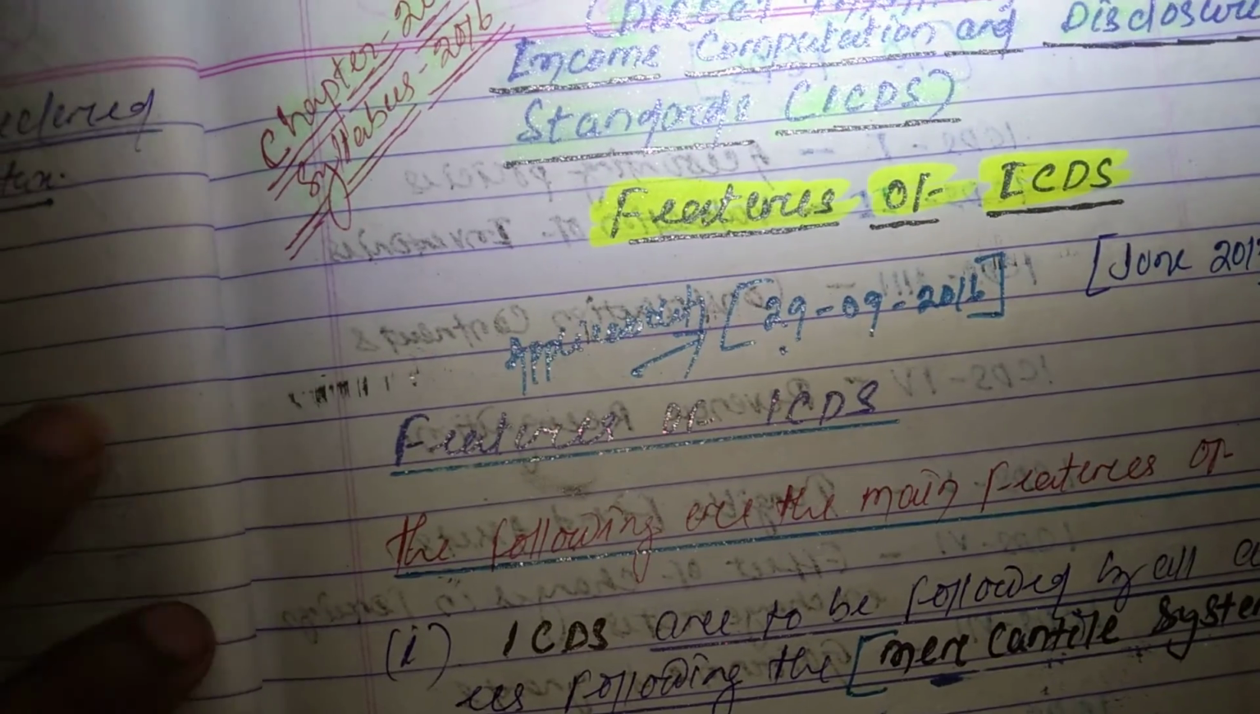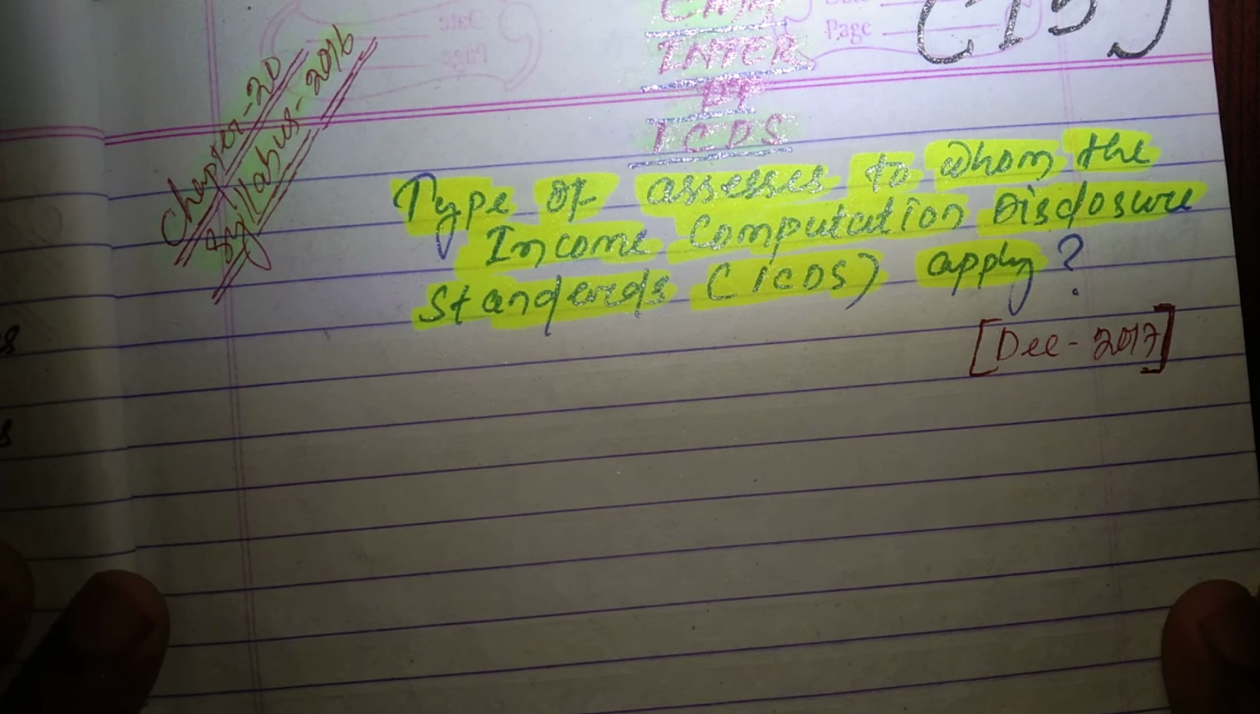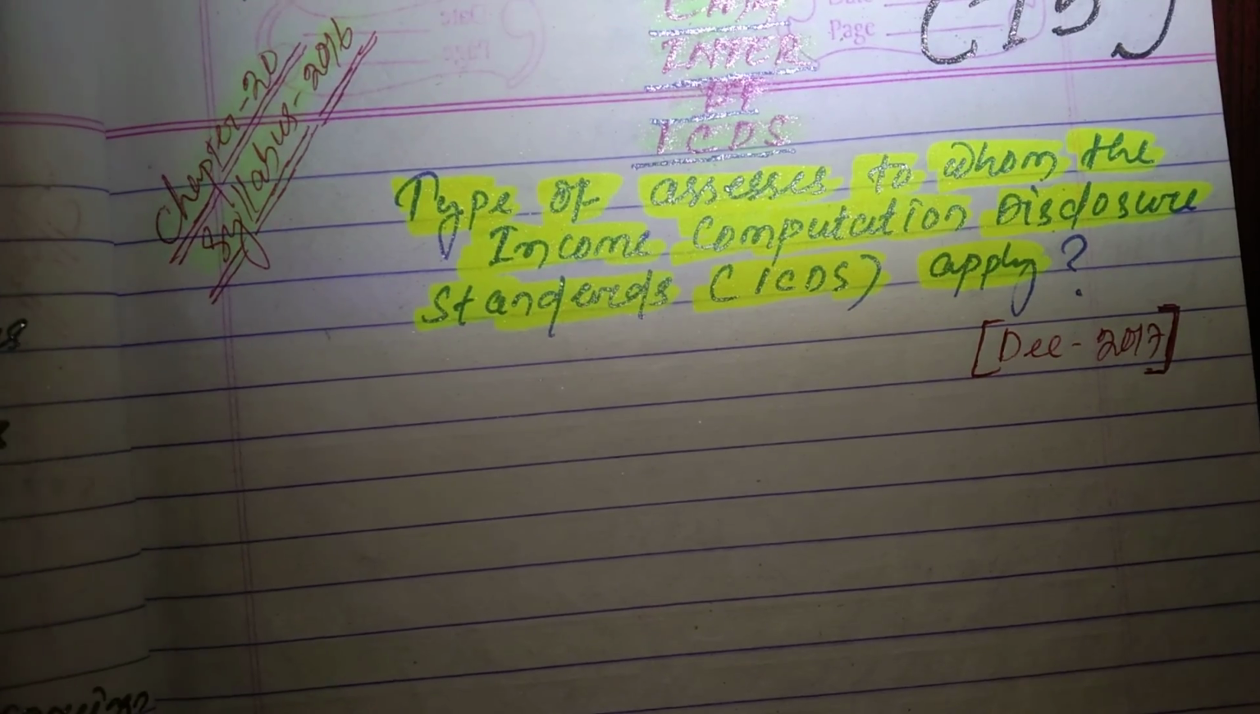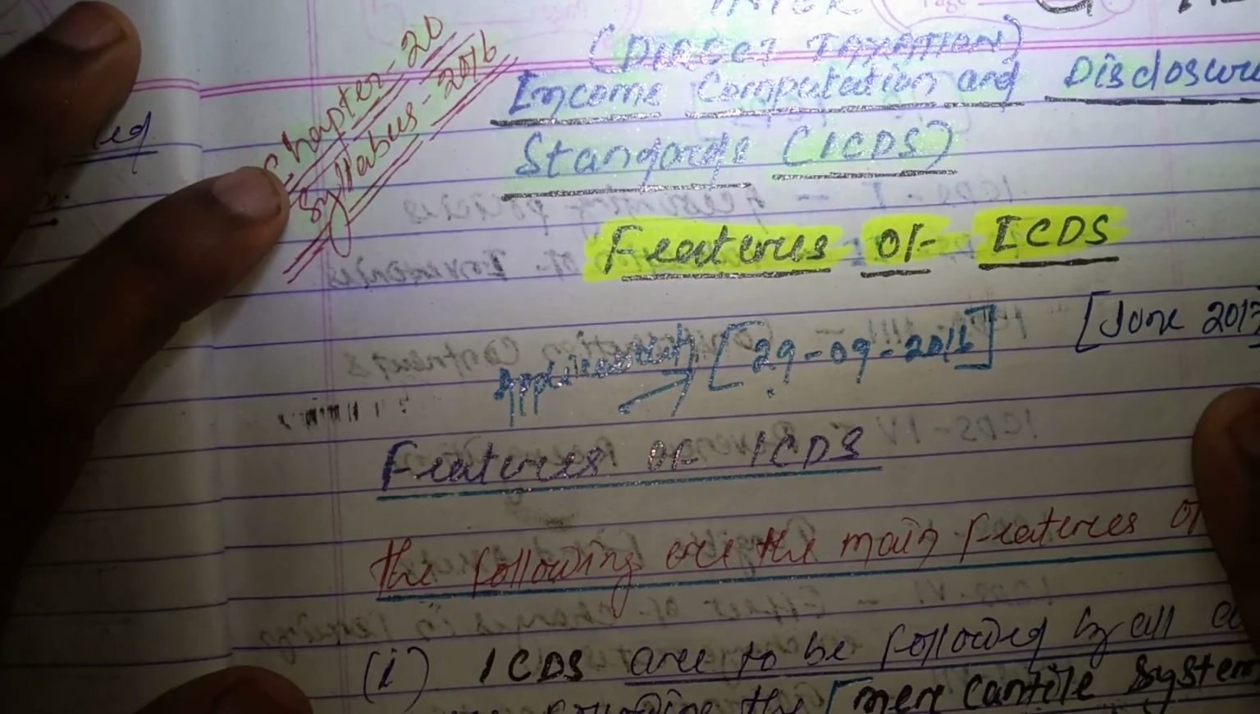So this is it all about features of ICDS. इसके नेक्स्ट वीडियो में हम लोग पढ़ेंगे टाइप्स ऑफ assessee to whom the income computation disclosure standard applies. Okay, so for now this is it all about features of ICDS.